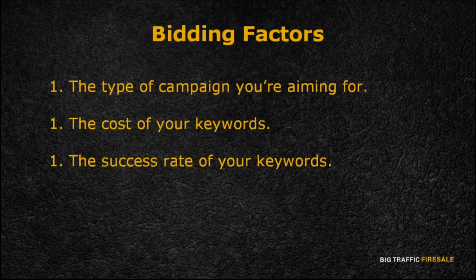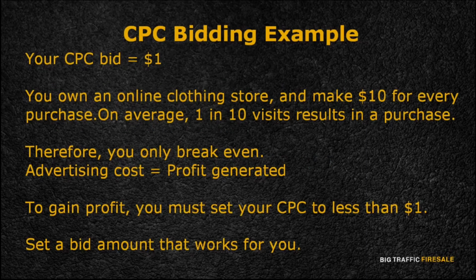There is no fixed rule for the bid amount that you should be paying. Different people will have different bidding prices, and at the end of the day, it is dependent on these 3 important factors, which are the type of campaign you're aiming for, the cost of your keywords, and the success rate of your keywords. For example, let's say you've set your CPC bid to $1. You own an online clothing line shop and you make $10 from every purchase, and on average 1 in 10 visits results in a purchase.